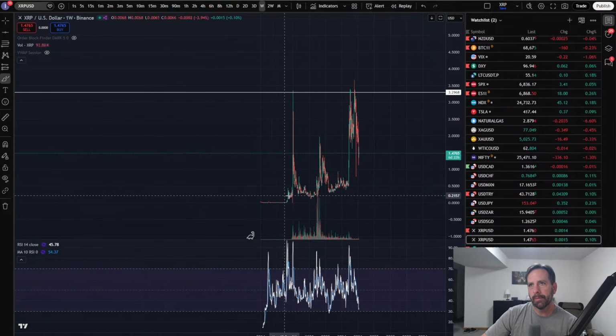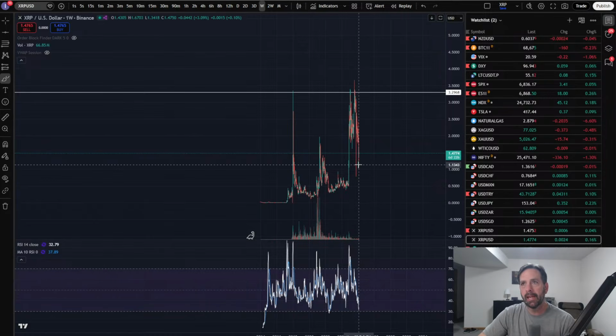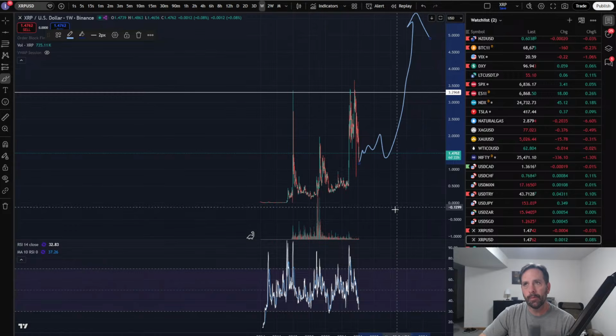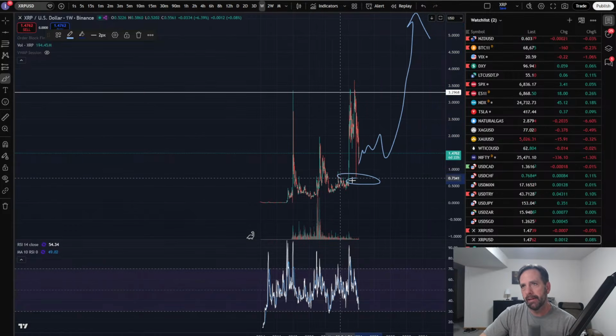Boom, it comes all the way back down, all the way back down, all the way back down. Okay. Eventually it's going to stop doing that, and eventually it's going to take off. When is that? Well, I think we need to come down here and take this area.